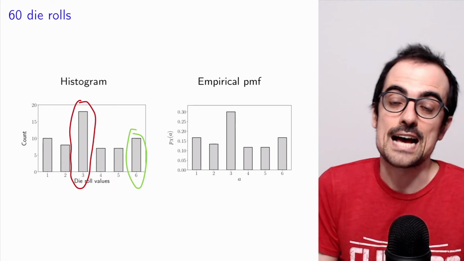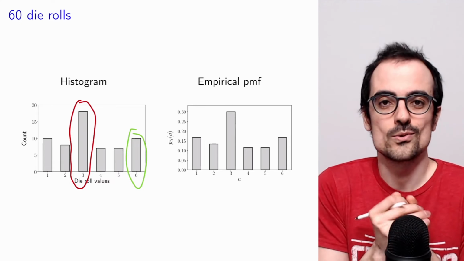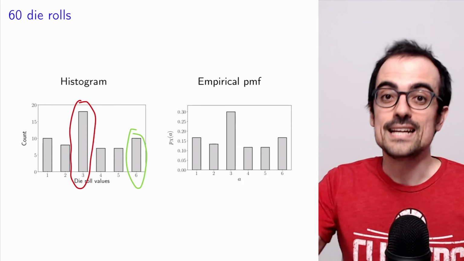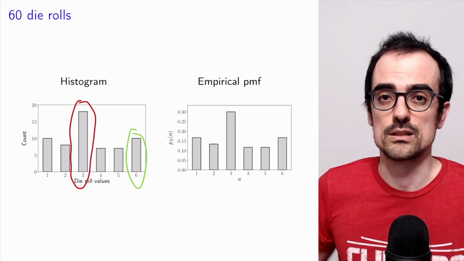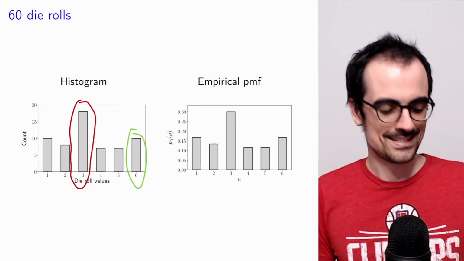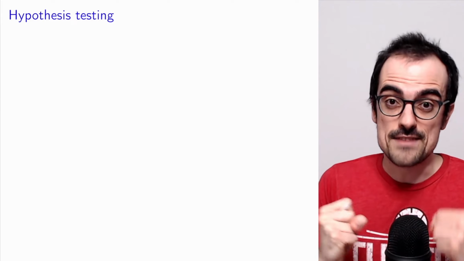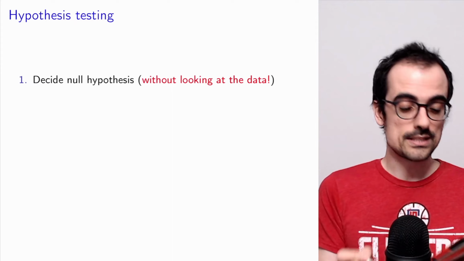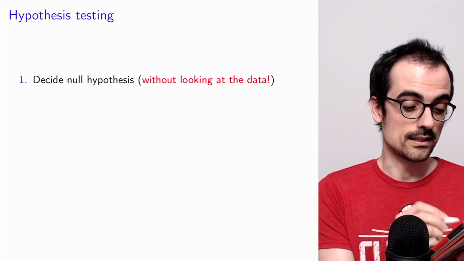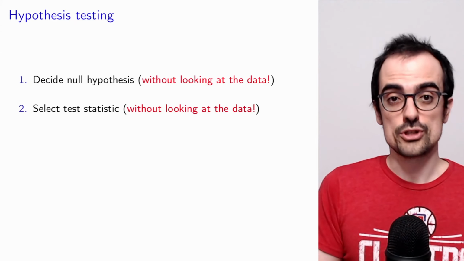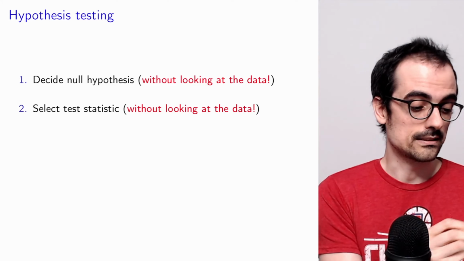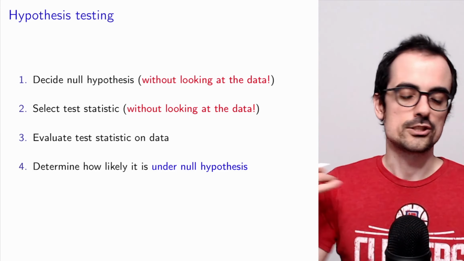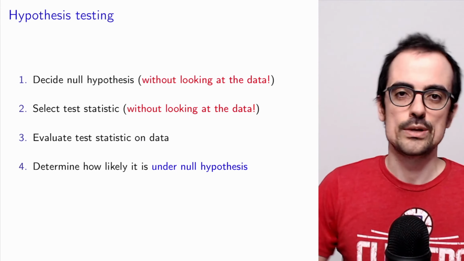Unless we have fixed the hypothesis beforehand, we don't really know what probability to look at in order to determine whether the data actually are consistent with the null hypothesis or not. I hope that makes sense. So it's very, very important, I cannot say that enough, in hypothesis testing to decide the null hypothesis without looking at the data. And then choose your test statistic, again without looking at the data. And then evaluate the test statistic on the data, determine how likely it is under the null hypothesis, and reach your conclusion.